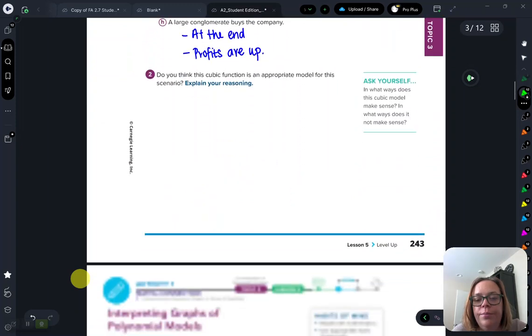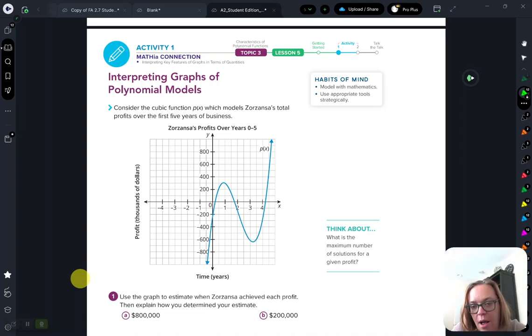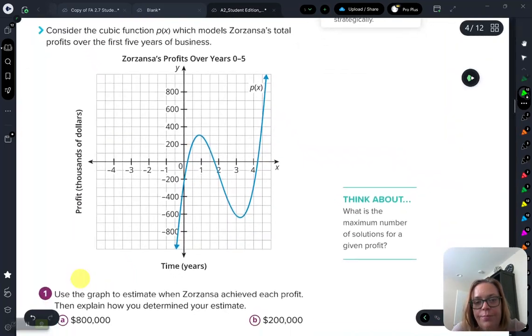All right, we're going to move on to activity 1 now, interpreting graphs of polynomial models. So this is similar, but notice we have numbers now. Okay, so it's the cubic function p of x, which models Zorzan's total profits over the first 5 years of business. So this is similar, but not exactly the same graph, because before we were dealing with months, and now we're dealing with years. Let's look at the graph.